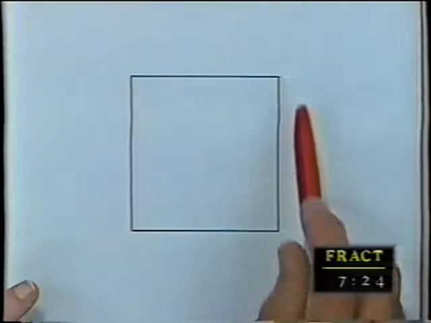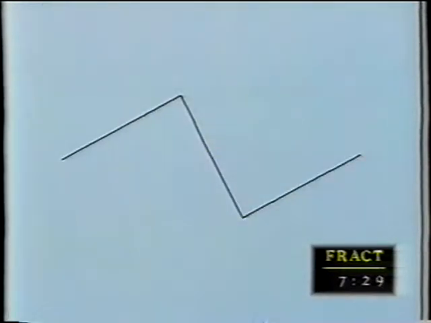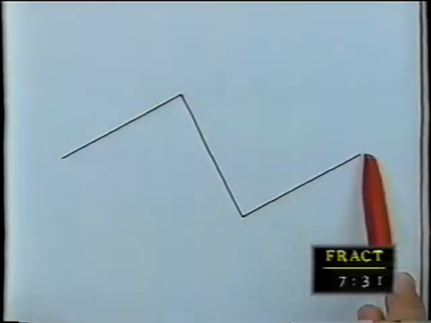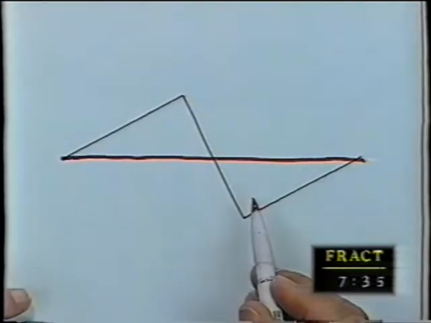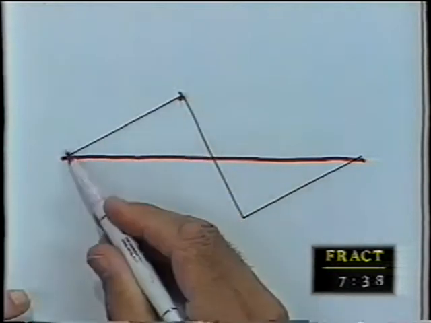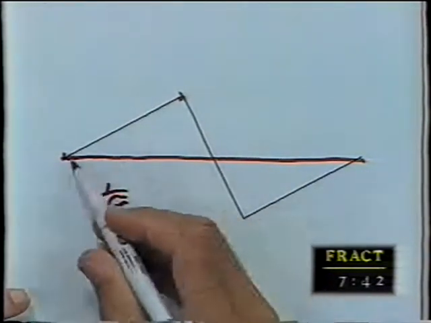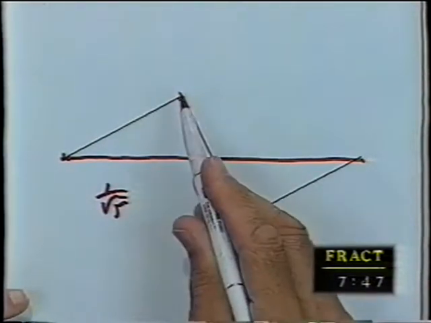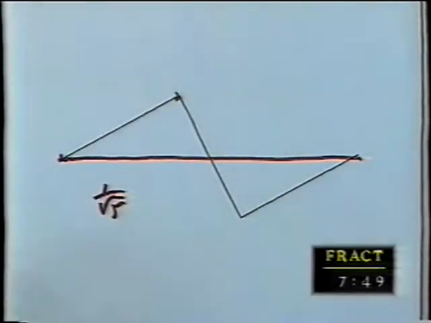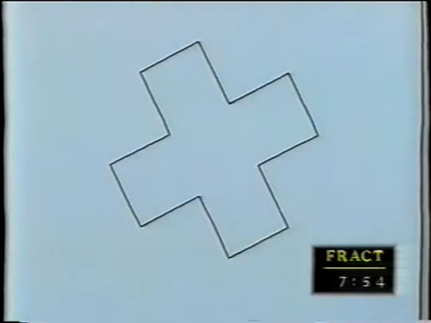Here's the initiator. The initiator in this case is just a square. The generator looks like that. There are 3 pieces, that's why n was 3, and if this is the unit length, this length here turns out to be 1 over the square root of 5 of the whole length. That's what this length is. Okay? So with that as the generator, funny looking generator, we replace the square.